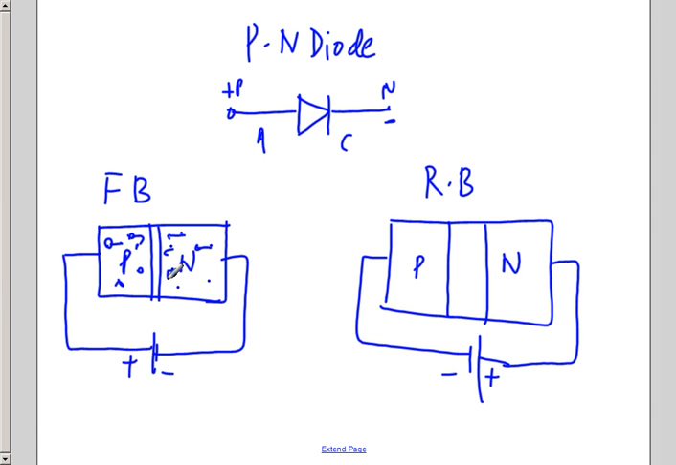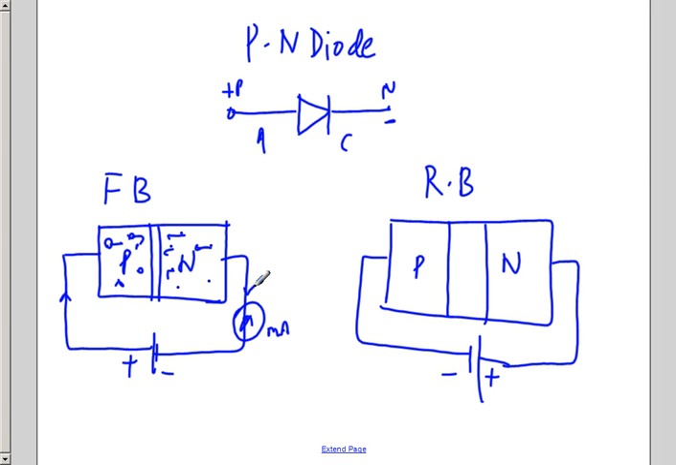And finally what will happen, all the holes and electrons which are moving towards the junction will cancel that potential barrier, and slowly, if I connect an ammeter or milliammeter, I can see that current is flowing in the circuit. So this is called forward bias.